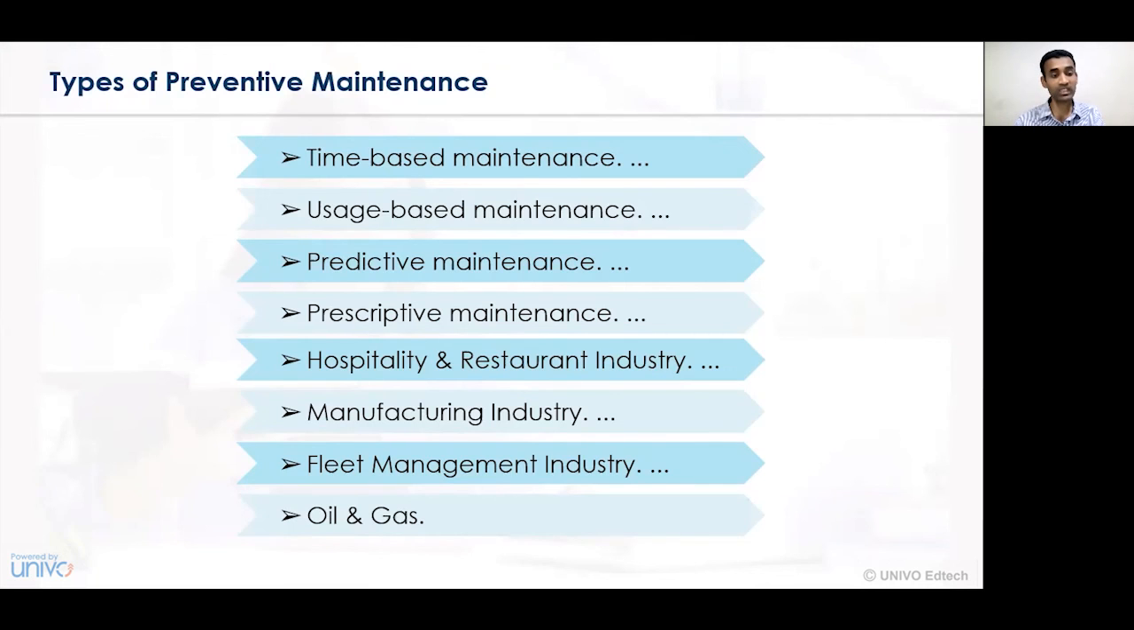Now let's understand the various types of preventive maintenance. The various types are time-based maintenance, usage-based maintenance, predictive maintenance, prescriptive maintenance, hospitality and restaurant industry-based maintenance, manufacturing industry maintenance, fleet management industry, and oil and gas. So these are the various types of preventive maintenance which can be implemented in a manufacturing or operational unit or at various industries or sectors.